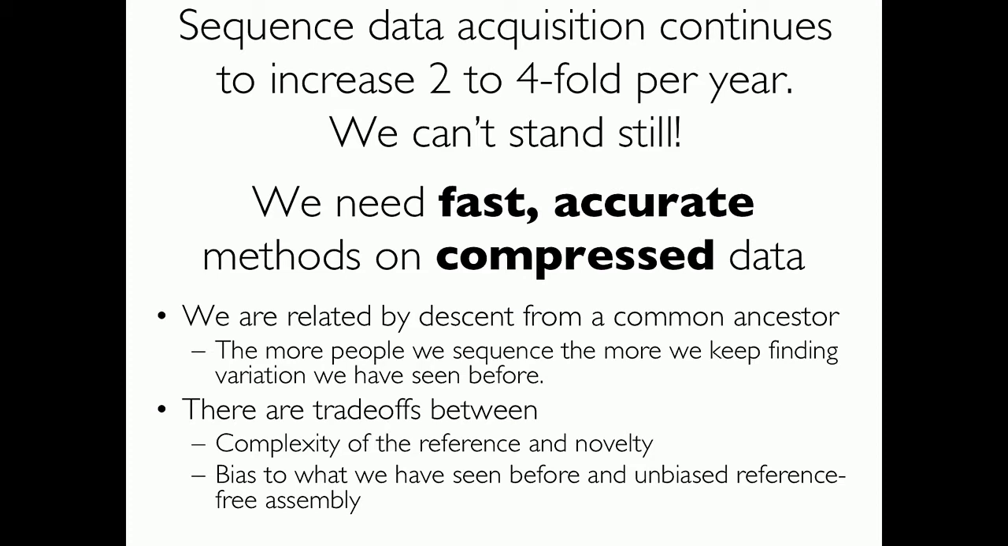The more people that we sequence for humans, the more we keep finding variation we've seen before. It's a bit more messy in metagenomics, but there, again, increasingly, as you sequence more and more samples, particularly from the same sorts of samples, you're getting similar sets of information, and you want to represent. And so you can relate what you've seen to what you've seen before, and the more you get, the more like something you've seen before it is. And we have to exploit that.